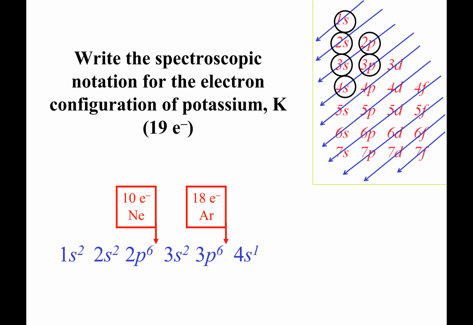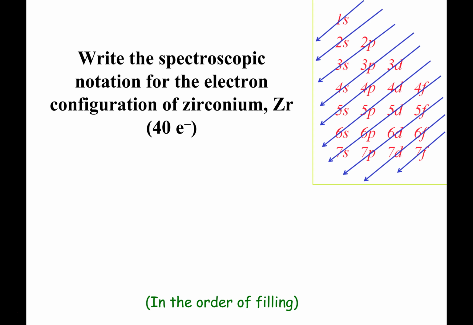All right. So that was potassium. Let's take it up a few electrons. Said 19, let's go 40.